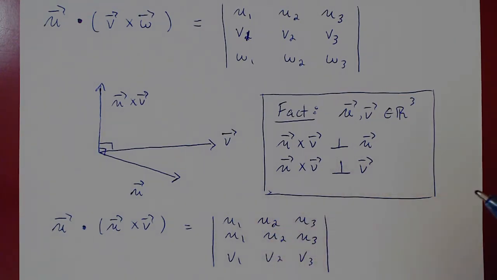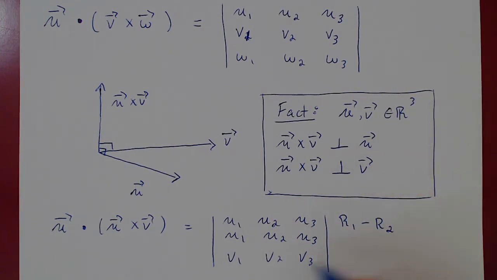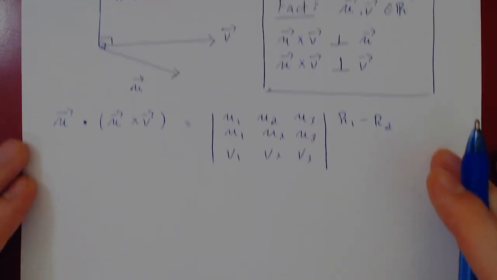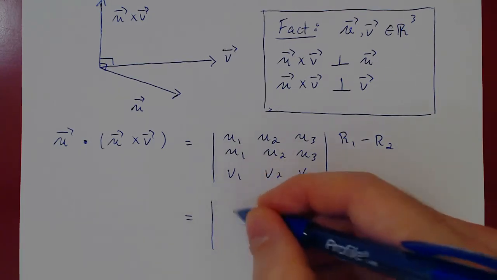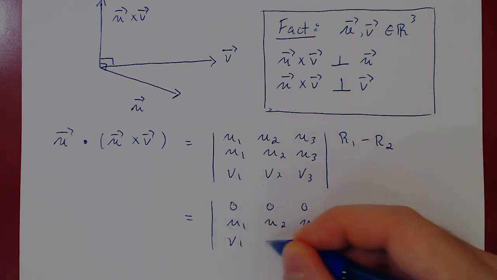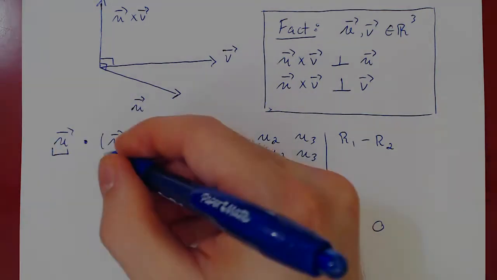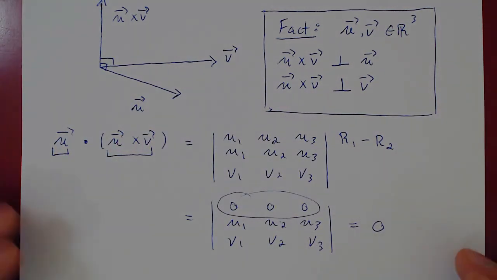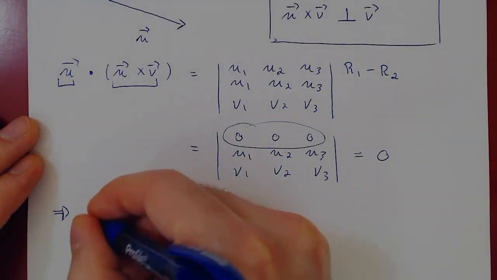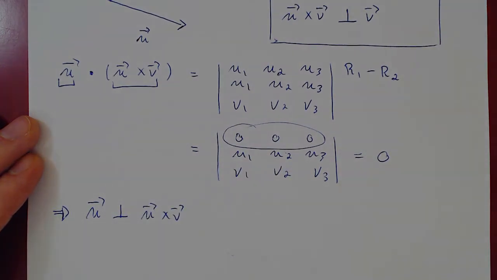And why is this equal to 0? Well, if you just look, the first and second row are the same, so we can do row 1 minus row 2. This will change the matrix, but not the determinant. And so what are we left with? Well, the first row becomes a row of 0, and we're left with the second and third row as they are. But of course, now if you find this determinant, you use cofactor expansion along the first row, and you get 0 plus 0 plus 0, and so the result is equal to 0. And because the dot product between u and vector u cross v is equal to 0, automatically the conclusion is that the two vectors, u and u cross v, must be perpendicular to each other.